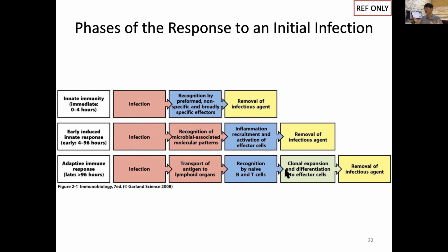We call it clonal expansion because they will generate exactly the same antigen receptors, the same type of T cell receptors, and they will differentiate into effector activated B cells and T cells, and they will remove infectious agents cleanly over time.